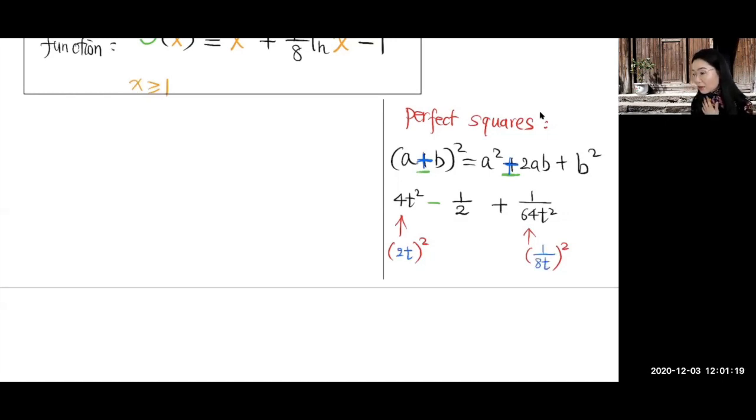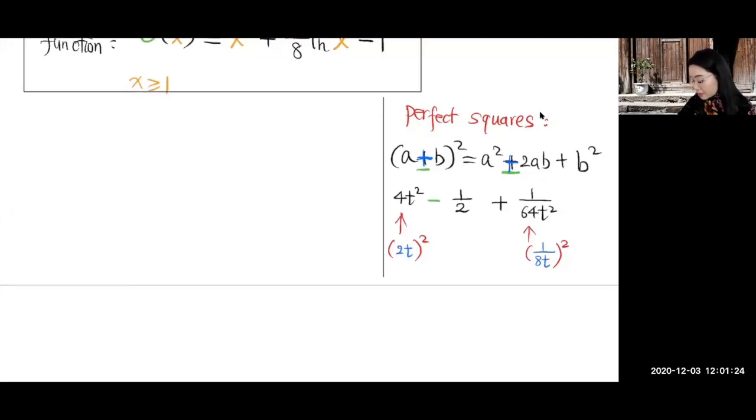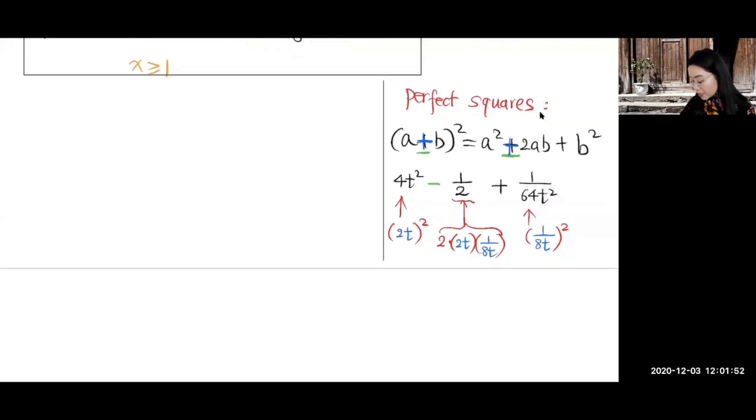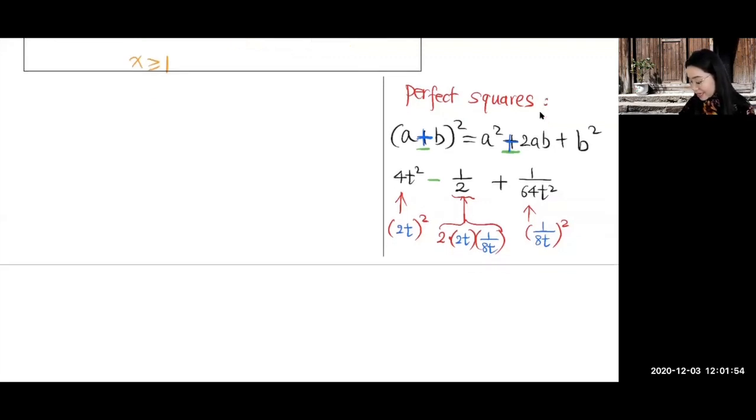And now this is kind of hopeful. It might be a perfect square. So we check the middle. We use 2 times the base for the first one, which is 2t, and the base for the last one, which is 1 over 8t. And it turned out that it's equal to this 1/2 over here. So that's a perfect square. Then you write this as a perfect square.